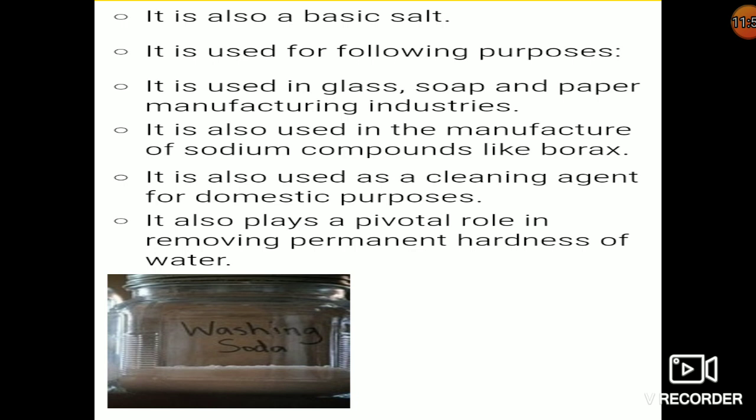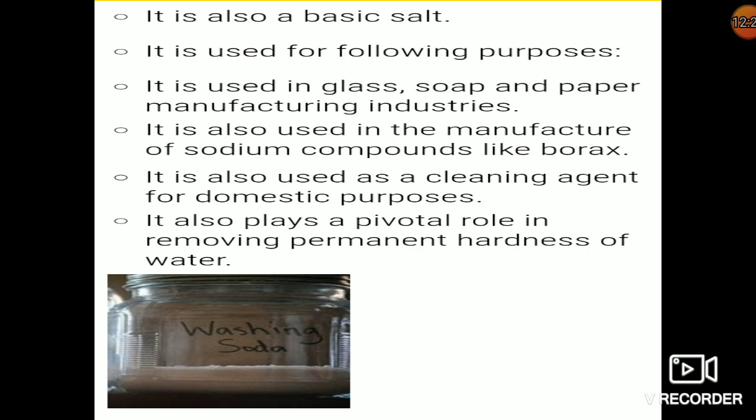This is also a basic salt. It is used in the glass, soap and paper manufacturing industry. It is also used to produce some sodium compounds like borax. Borax is a reagent to detect metals in the lab. It is also used as a cleaning agent for domestic purposes, and it plays an important role in removing the permanent hardness of water. Now, what is the permanent hardness of water?